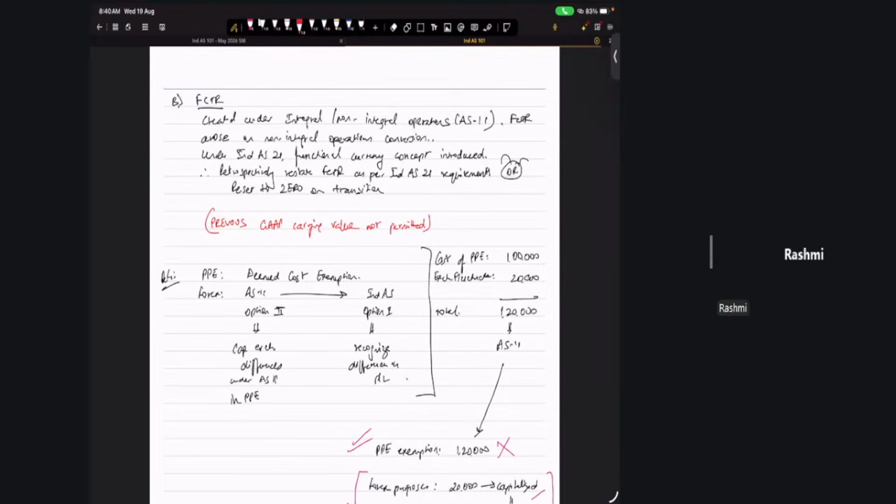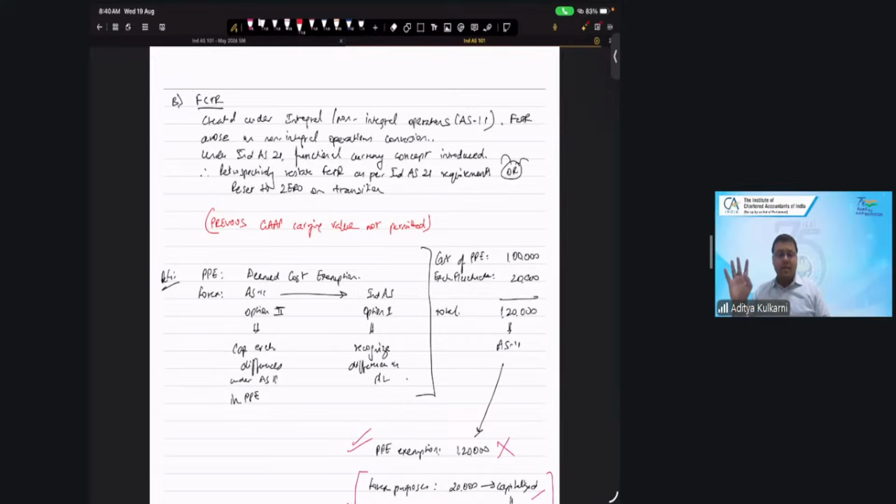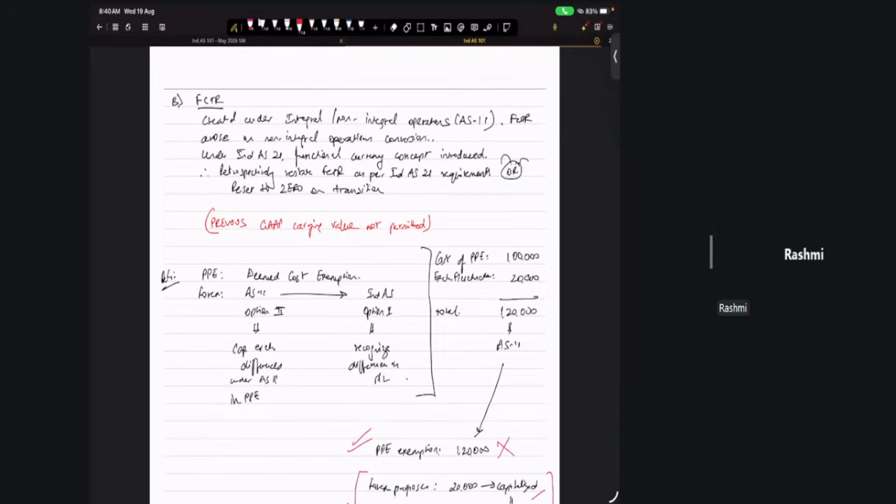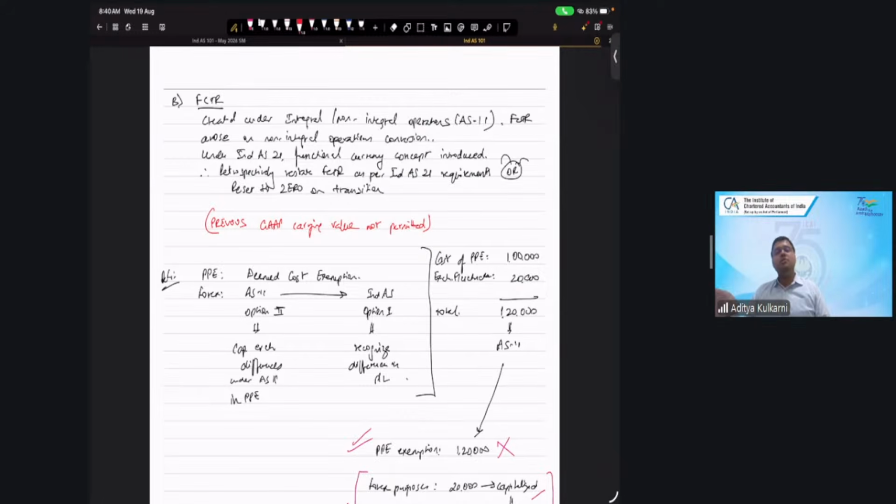Yes, sir. Now, under Ind AS 21, we have foreign currency, we have presentation currency, and we have a functional currency. Yes or no? Yes, sir. There is a functional currency. The functional currency option was not there in your AS11.